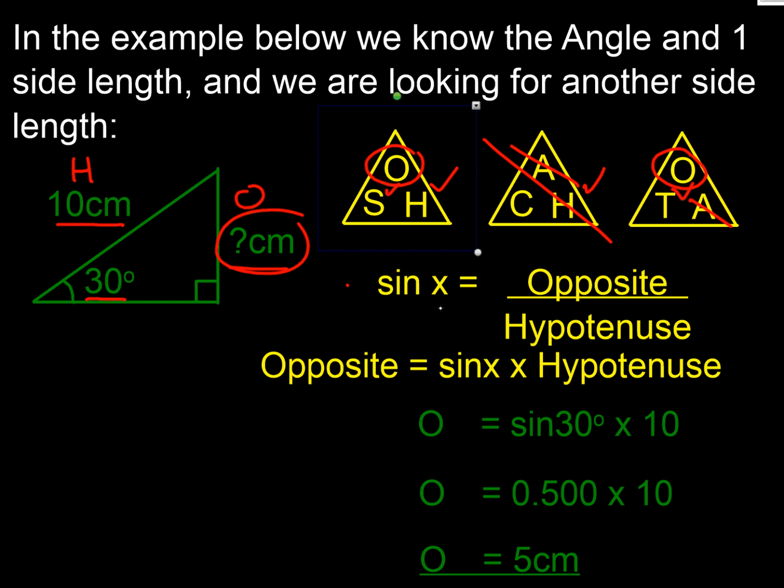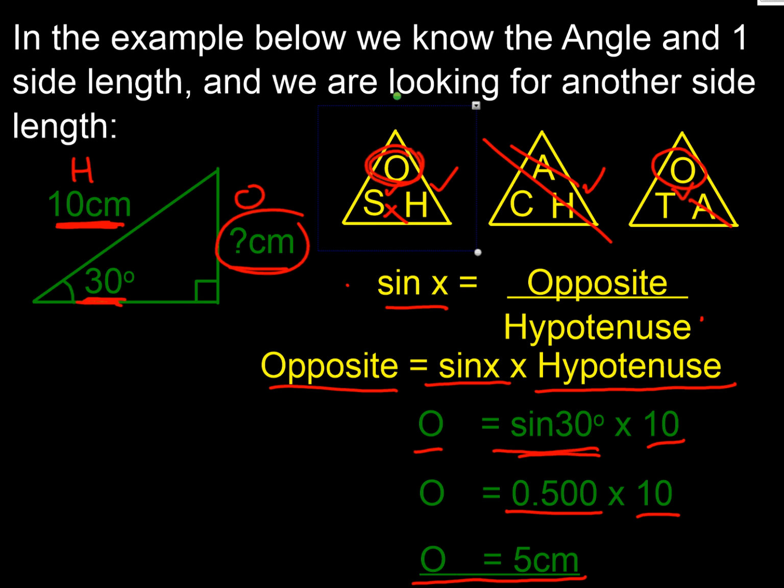In its fundamental form, sine is opposite over hypotenuse, but after what we looked at earlier, if we want to find our opposite, we can multiply our sine by our hypotenuse. So the opposite is the sine times the hypotenuse. I'm just going to leave the O for short for opposite. We know that the angle is 30 degrees, and we know that the length of the hypotenuse is 10. So there's our sine 30 times 10. Sine of 30 is 0.5, times 10, therefore the opposite is 5 centimeters.